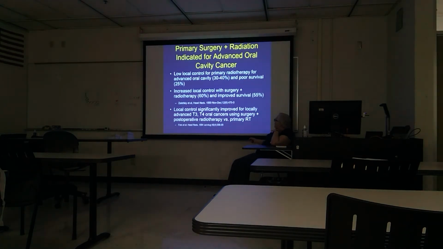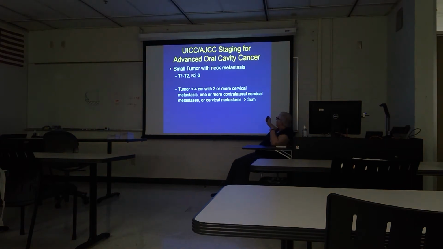1 or more contralateral cervical metastasis. What does that mean? Opposite sides. Contralateral. Opposite. Okay. So you have a tumor here, where are your nodes? You have a tumor on the right side, you have contralateral nodes, which means you have nodes on the left side. Or cervical metastasis greater than 3 centimeters, which is pretty big.